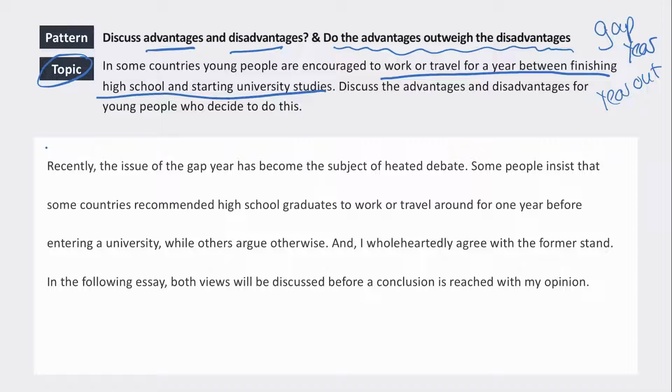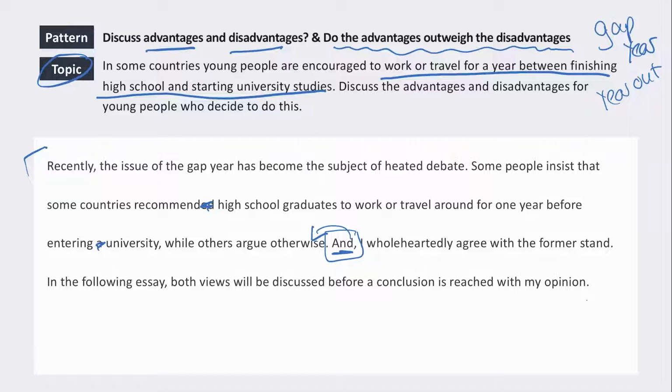Okay, so let's take a look at what this candidate's written. Recently, the issue of the gap year has become the subject of heated debate. Some people insist that some countries recommend high school graduates to work or travel around for 1 year before entering university, while others argue otherwise. And I wholeheartedly agree with the former stand. Okay, well, this "and" is weird. So this should either be linked to this sentence or we should change it to a different linking word. In the following essay, both fields will be discussed before a conclusion is reached with my own opinion.